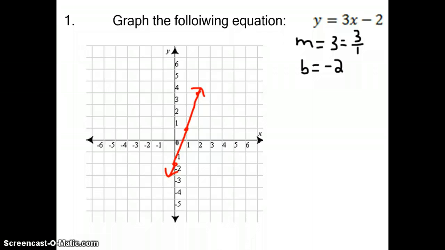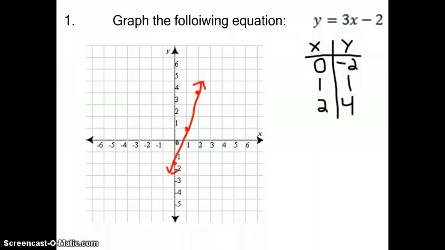Now I'll show you the other way real quick. Okay, the other way you could have done this is you could have set up an XY table, as you can see I did on the right, and you can pick some easy values. I like to pick easy ones. I usually pick 0, 1, and 2, and those are easy ones to plug in for x. So I plug in a 0 for x up here, and I get negative 2 for y when I solve that equation. So I put the point (0, -2). That's actually our y-intercept we found before. And I actually ended up using the same 3 points I used when we did it before. That was just a coincidence.